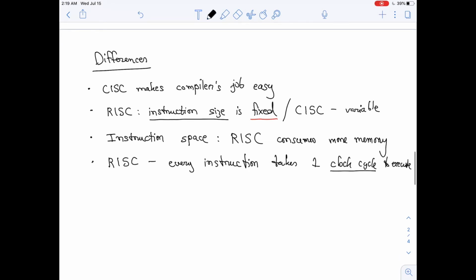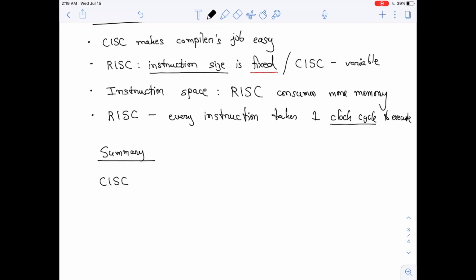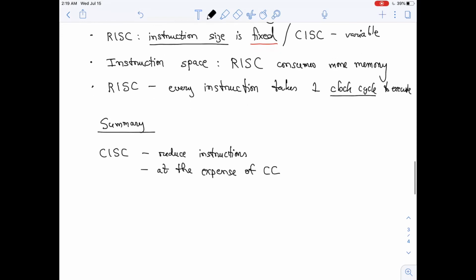So the summary is that CISC attempts to reduce instructions. However, with CISC, a single instruction may take multiple clock cycles. So I'm writing clock cycles with CC.